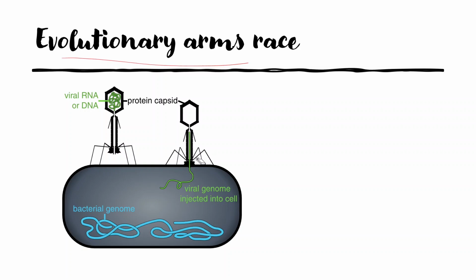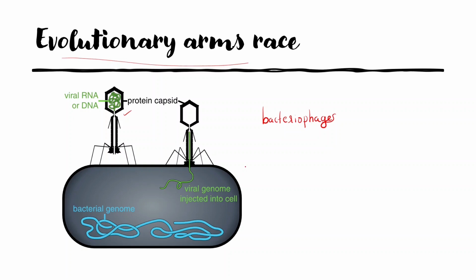What are the viruses infecting bacteria called? Yes, they are known as bacteriophages. These are viruses infecting bacteria. They have a protein coat and a viral genome. They attach their tail to the surface of bacteria and inject their genome into the cell.